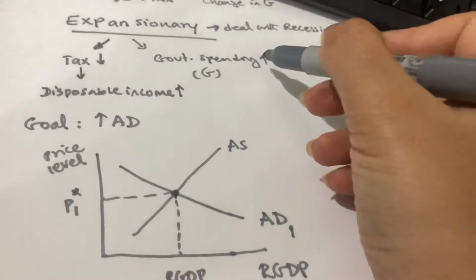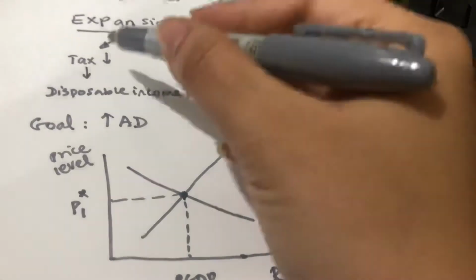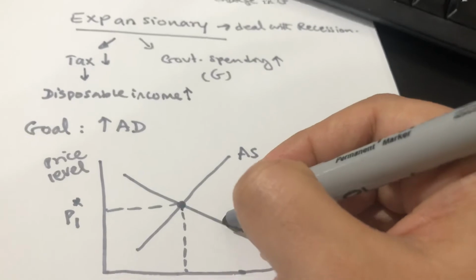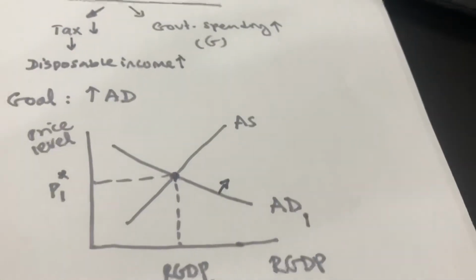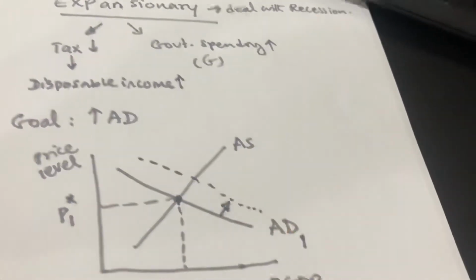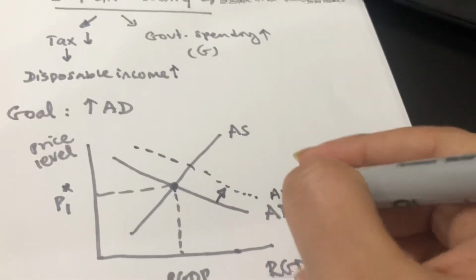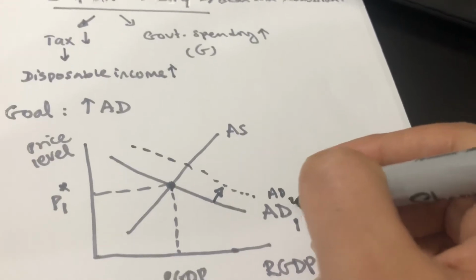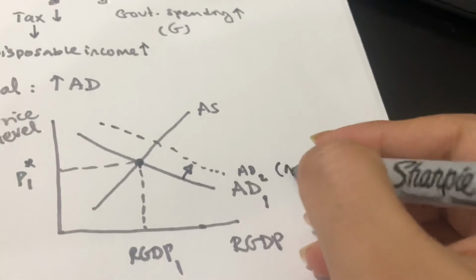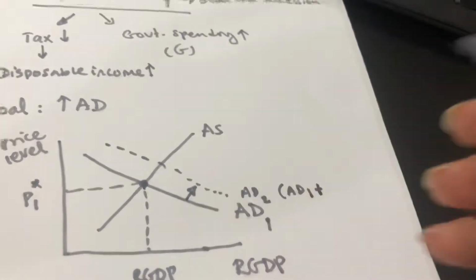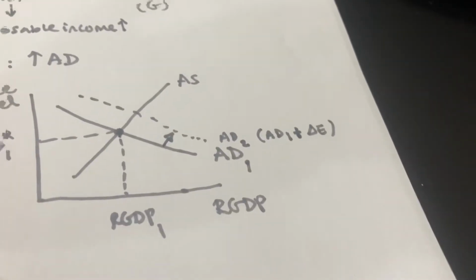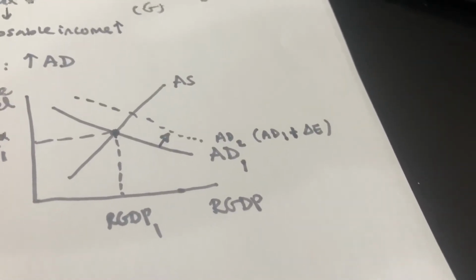So when the government increases its own spending or when the government provides a tax cut, the aggregate demand will increase. So there will be some rightward shift in our aggregate demand. Our aggregate demand will be somewhere here. So this is our aggregate demand, let's say number 2, or you can say that it is aggregate demand 1 plus some minor change, a delta E, in our original aggregate demand.